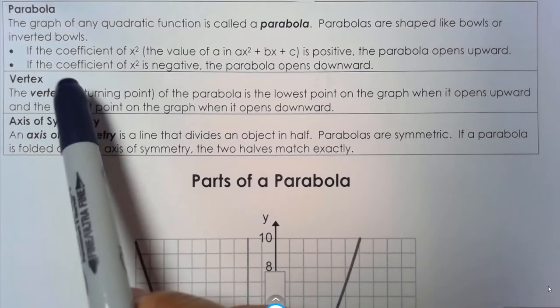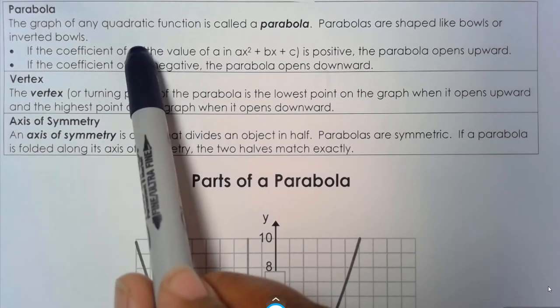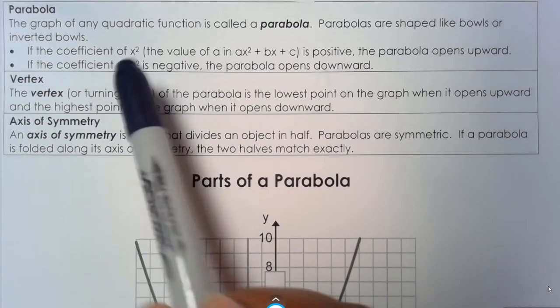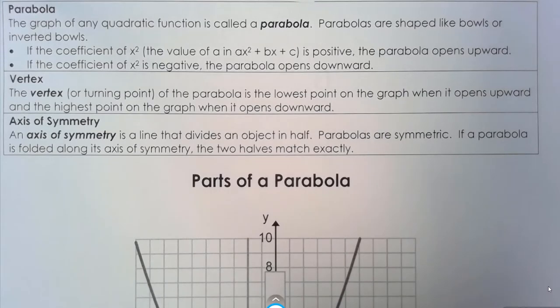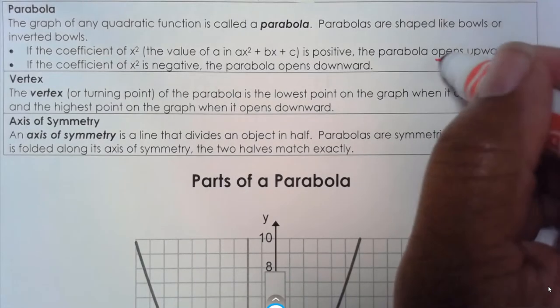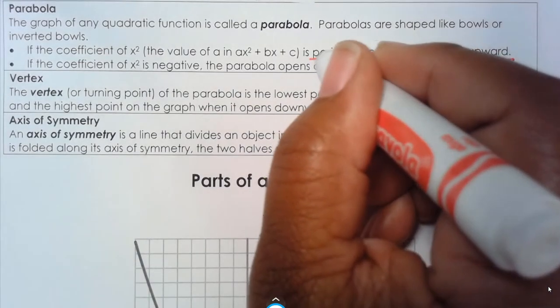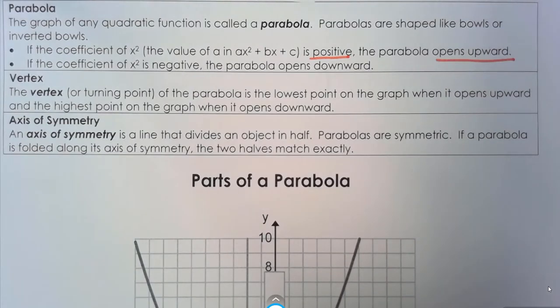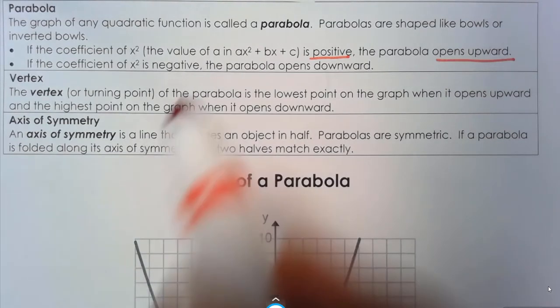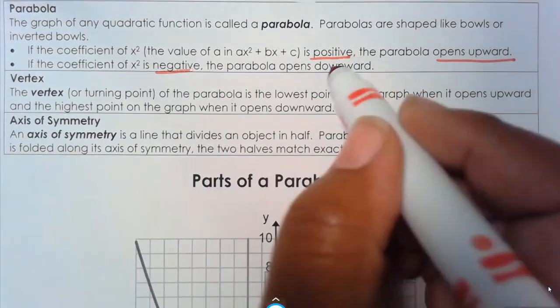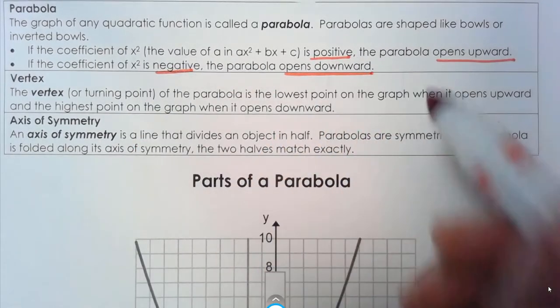So it says if the coefficient of the squared term, the x squared, is positive, the parabola opens up. If it's positive, the parabola opens upward. If the coefficient of the squared term is negative, the parabola opens down, or we can say opens downward.